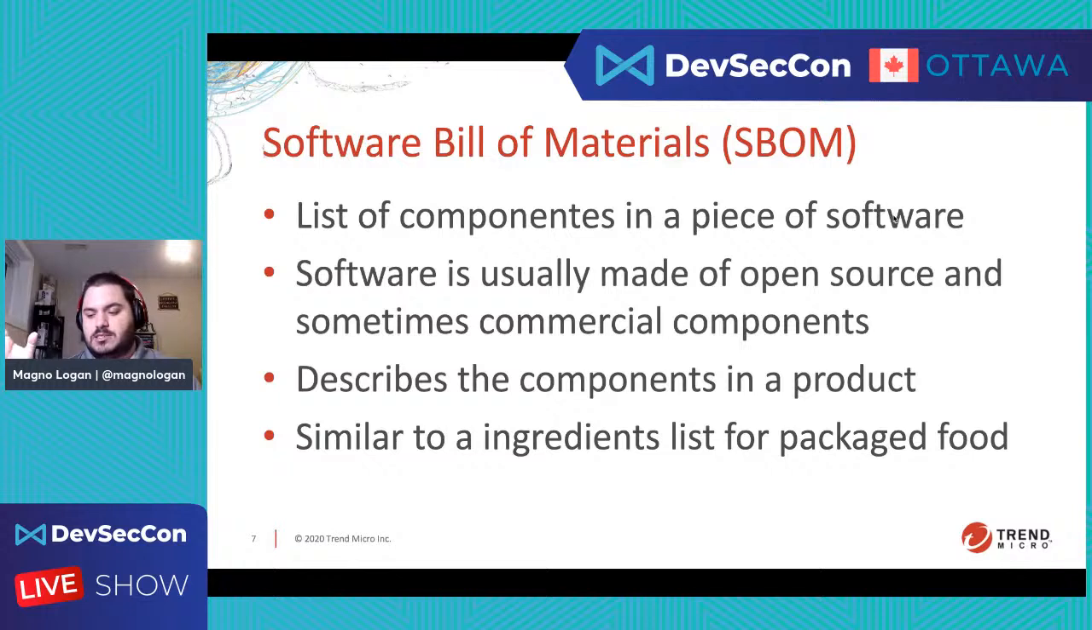So there are different analogies out there. Sometimes people compare it to the nutritional information about the product, or the components out there. And it's usually made of open source. Most of the libraries and dependencies that we have are open source, but it can have some enterprise or commercial libraries as well, and even custom libraries that you made in your own organization, right? So this is an SBOM.